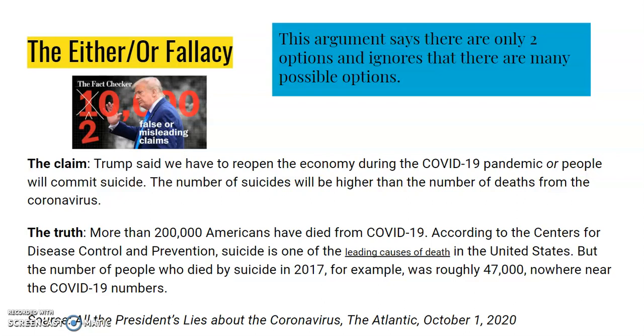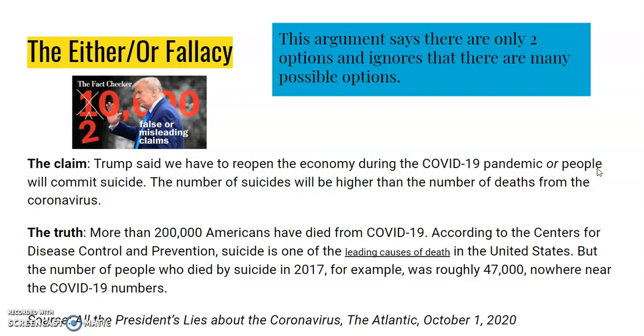These are not the only two options. So reopen the economy or have suicide. That's not, there are many, many other options. We could reopen some of the economy. We could reopen the economy in some states that don't have very many coronavirus cases. We could provide more financial and economic support to people who are suffering. We could have more mental health services to lower the numbers of suicides, right? There are many, many possible options, but Trump just gave us two. Do this or you'll have this.